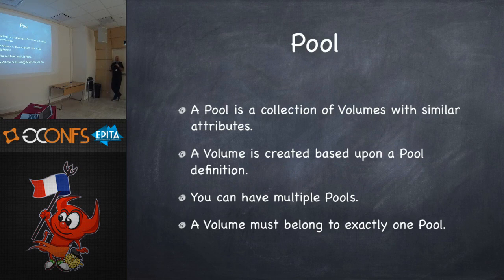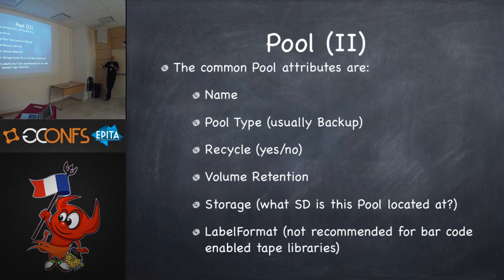You can have multiple pools. I've got about 10 or 15 different pools, and that's a ridiculous amount given that it's just one person. So a volume belongs to one pool, but it can change pools. Right? After a volume has expired, it can be put back into the scratch pool and then be used by any other pool when it needs a new volume. So these are a lot of common pool attributes. The most important one to remember is volume retention. We'll get to that later, and how there's 2 other retention periods as well.